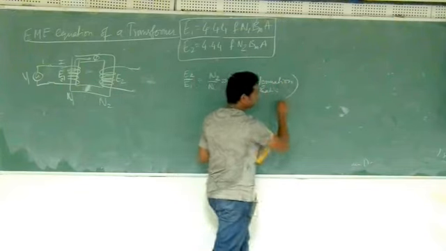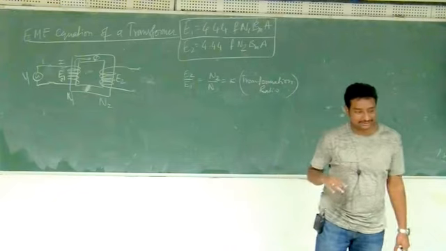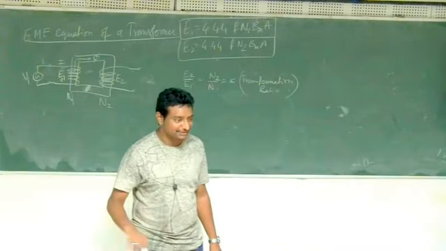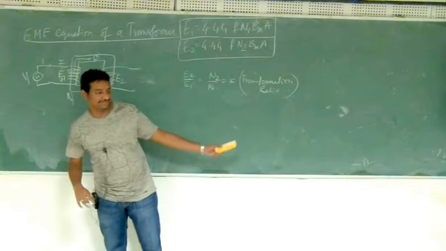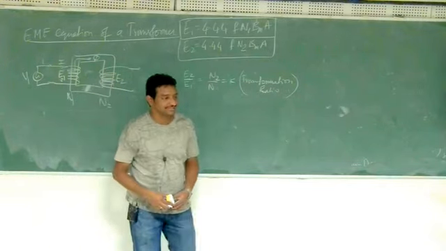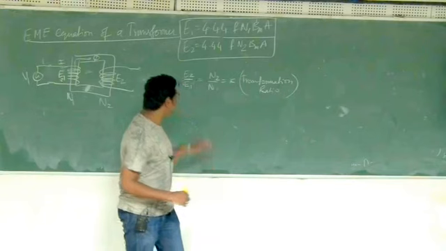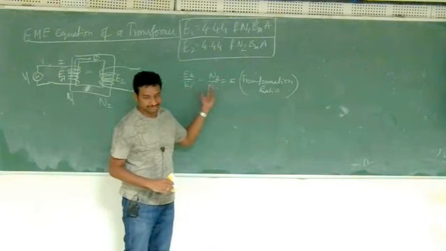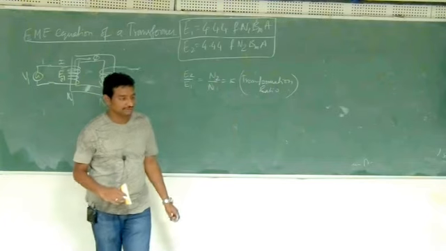Of course, whether you should use N1 by N2 or N2 by N1 to represent K is always a matter of confusion. You may remember until the exam, but later on you will again forget. So don't worry about it. As long as you use this ratio, the EMF will be proportional to turns.